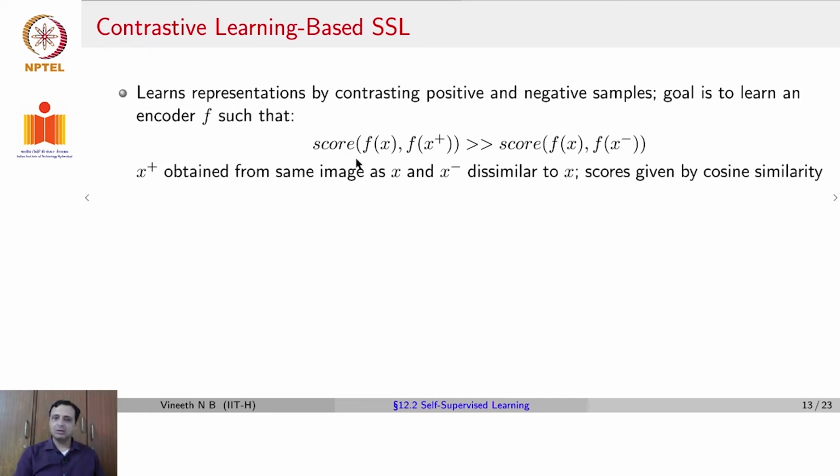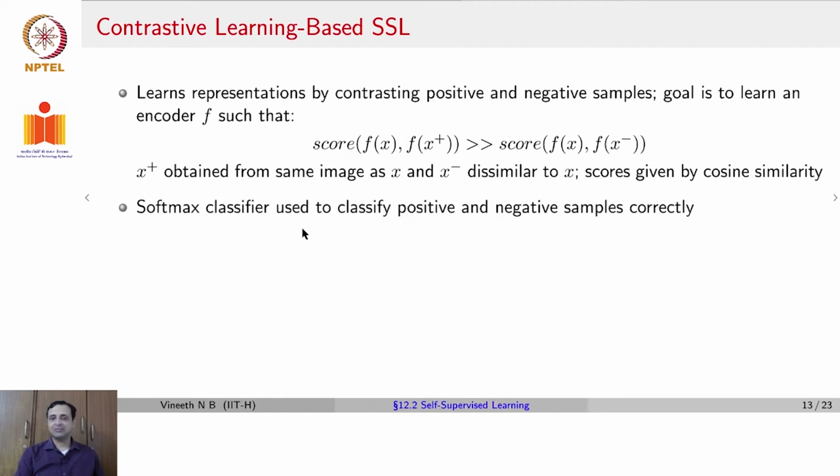The goal here is to learn an encoder which learns a representation of an image such that some score, similarity score, between an image and a similar sample is greater than a score between the same image and a negative sample. Now, if you had class labels, positive and negative become easy to define, similar to what we saw with triplet loss. So how do you go about it here is what we'll talk about. In this particular case, a softmax classifier is used at the end to classify the positive and negative samples. We'll soon talk about how those positive and negative samples are obtained.